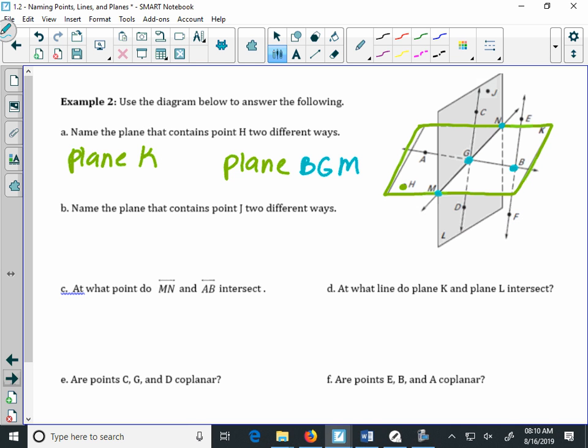Then we take a look at C. At what point do lines MN and AB intersect? So here is MN, and here is AB. Where's their intersection point? Where do they meet? Right here in the middle, right? Which is point G. And when we name a point, we just write the word point, with the letter.